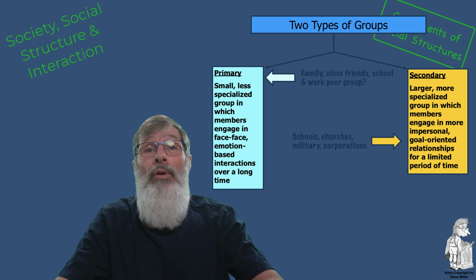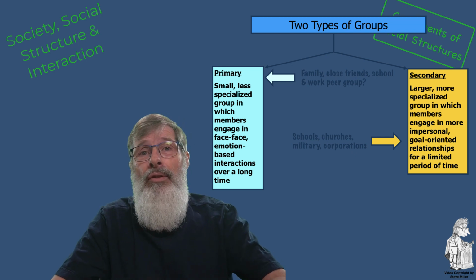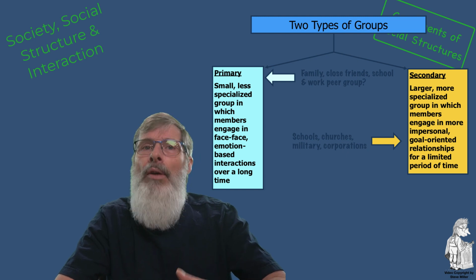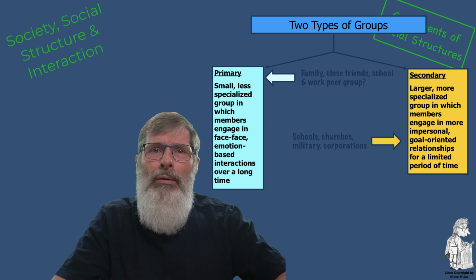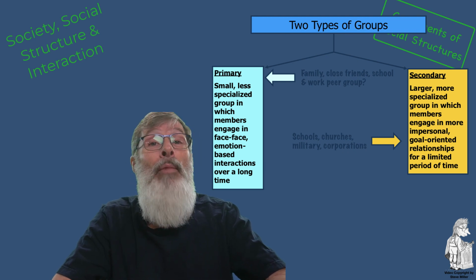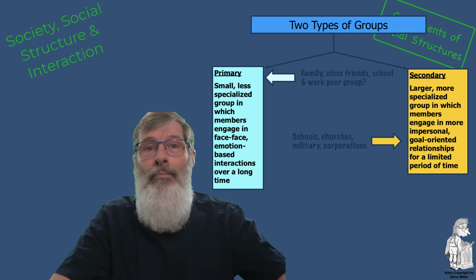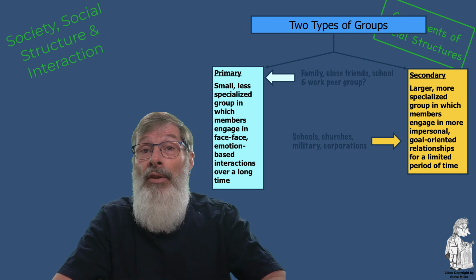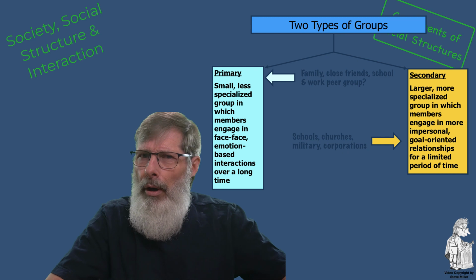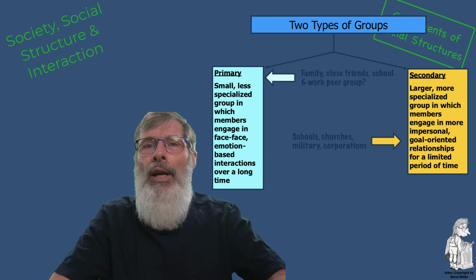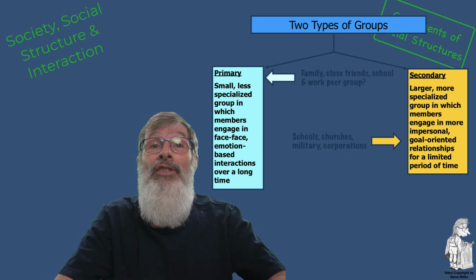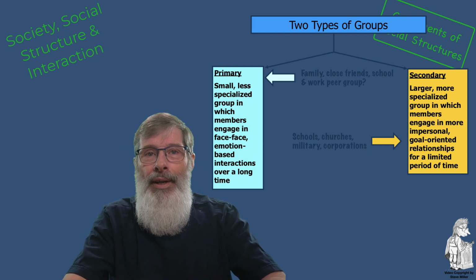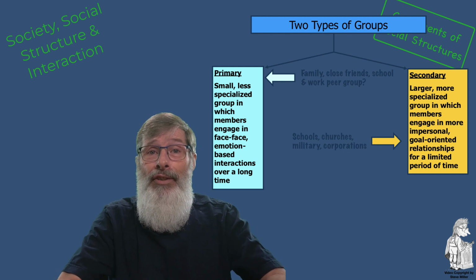There are two forms of groups that sociologists are interested in. First is what's known as the primary group. The primary group is a small, less specialized group in which members engage in face-to-face, emotion-based interactions over a long period of time. The secondary group is a larger, more specialized group in which members engage in much more impersonal, goal-oriented relationships, and often for a limited time.